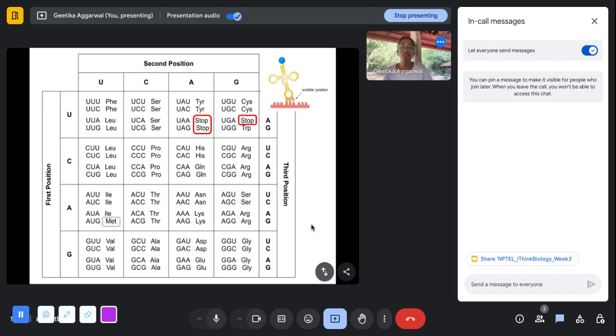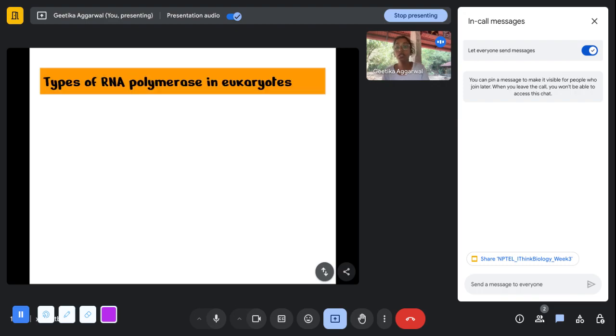Okay. This is what you can see here. This is the wobble position. If you have the first two correct, then the last one can be anything. It will still code for the same amino acid. For example, in the case of leucine, proline, arginine, or glycine, most of these, alanine, valine. So this is the wobble position.